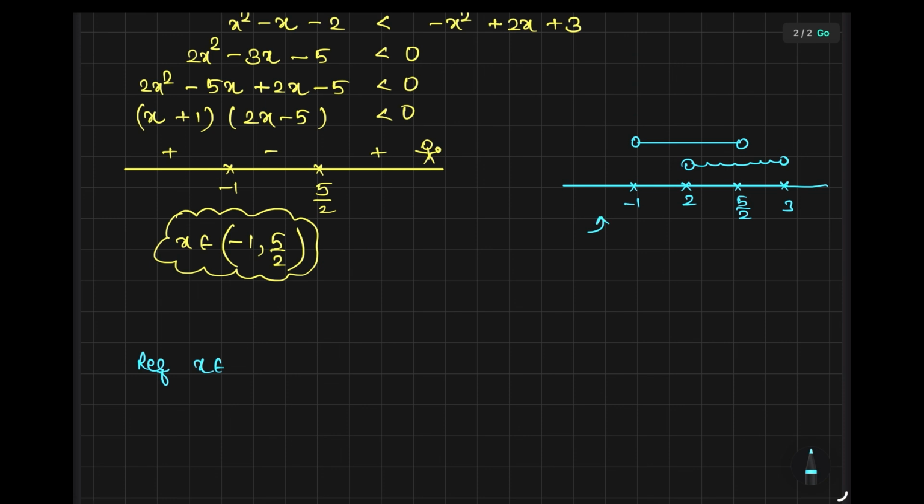You have to consider only those regions in which both persons are there. Do you think it is the region? No. Do you think it is the region? No. Do you think it is the region? Yes. So it is 2 to 5 by 2. Do you think this is the region? No. Do you think this is the region? No. So we got the required x as (2, 5 by 2).